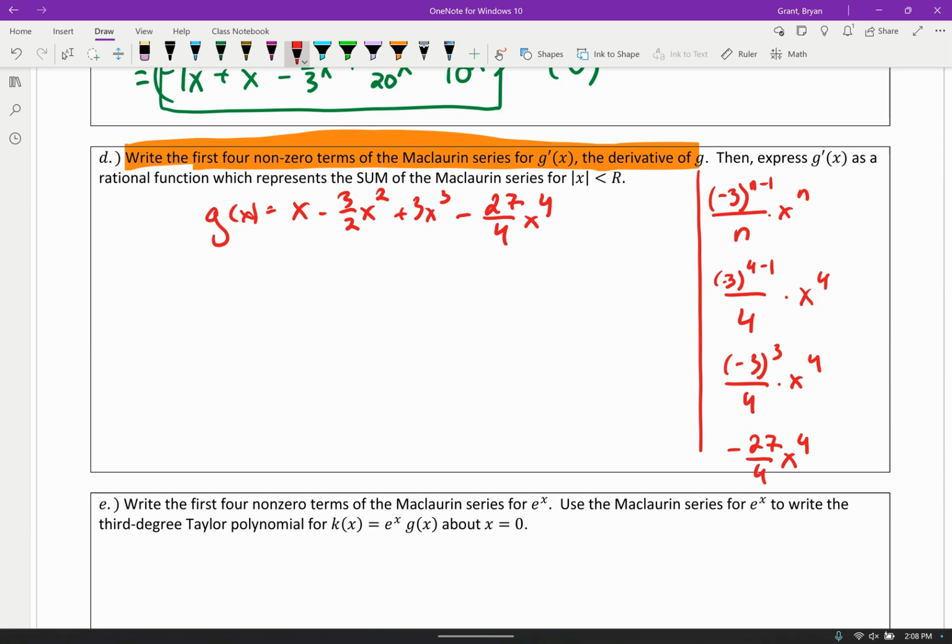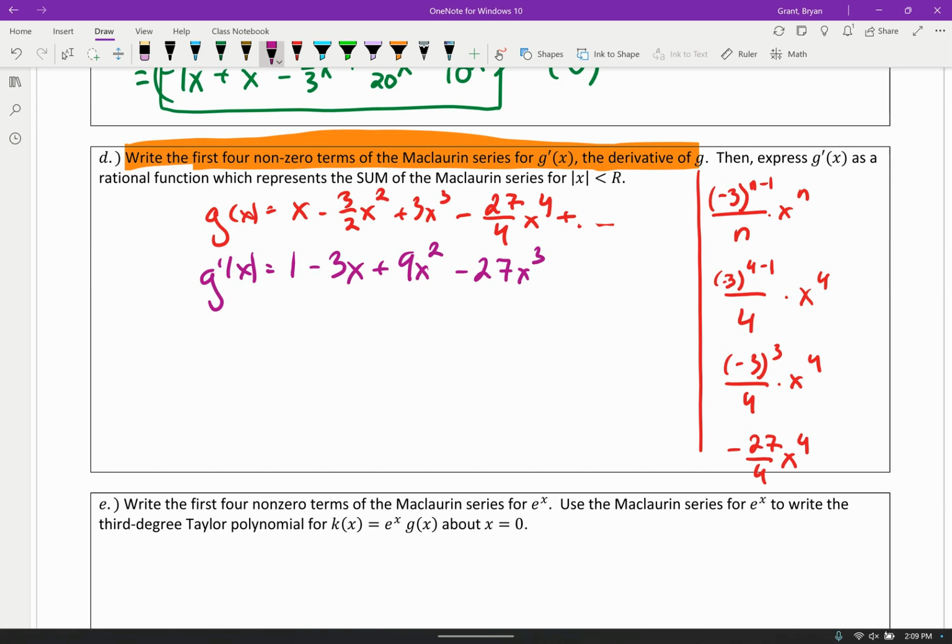Now let's take our derivative. And derivatives of Maclaurin series are just as easy as you'd expect. You just take the derivative of each term. So g prime of x, we'll have 1. The 2's cancel. What a pretty problem. Who wrote this? I hope it was me. 27, wait, no, 3 times 3 is 9. Awkward. 9x squared. 4's cancel, minus 27x cubed. And they just asked for the first 4 non-zero terms, so I think that's pretty good right there.